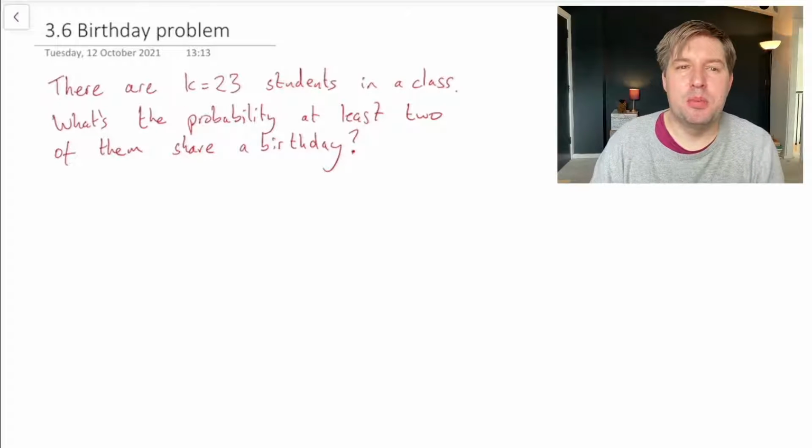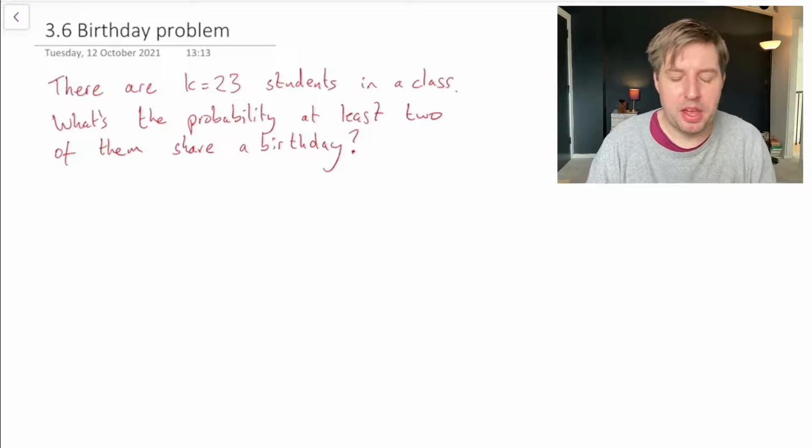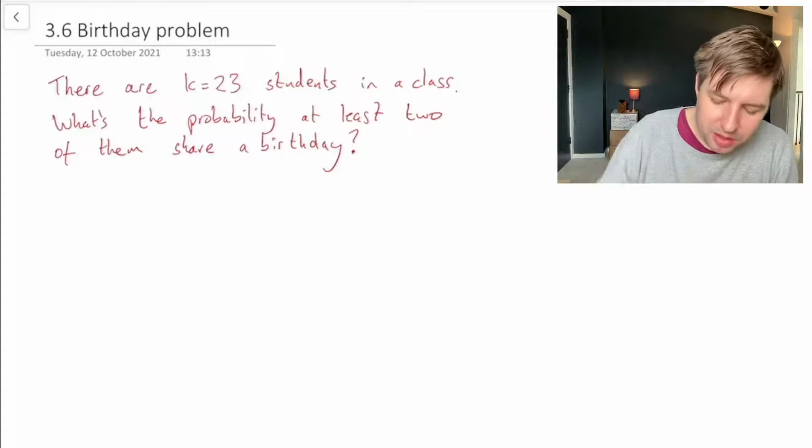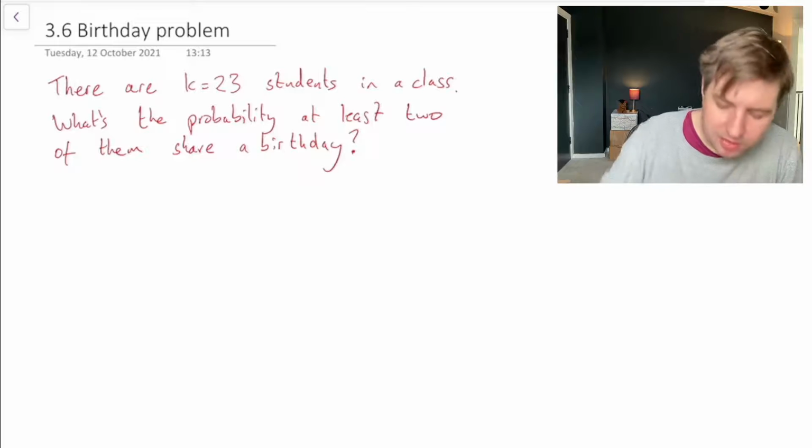So this is the problem. There are k equals 23 students in a class. What's the probability at least 2 of them share a birthday? Now, just to be clear, in this question we're going to assume that all 365 days of the year are equally likely and we're not going to worry about leap years. So we do have a classical probability problem of equally likely outcomes. So, same thing we always do. What's the sample space? What's the event?